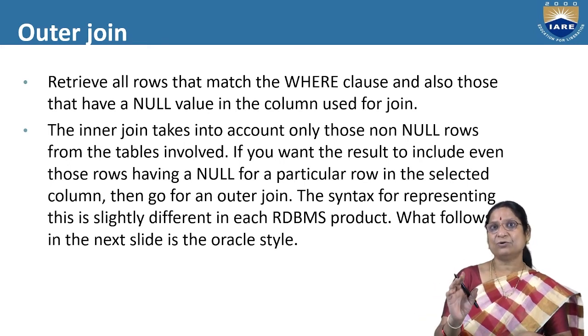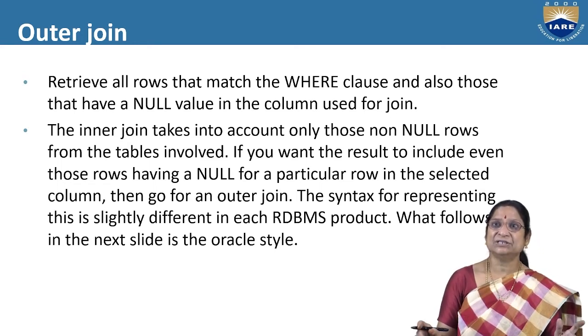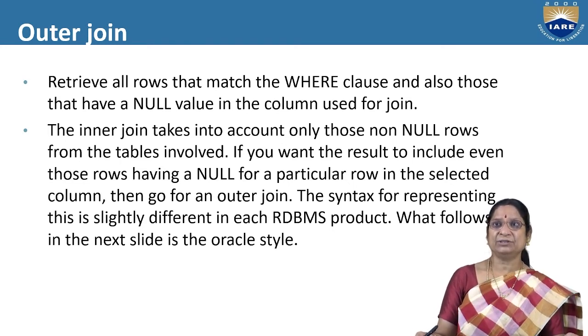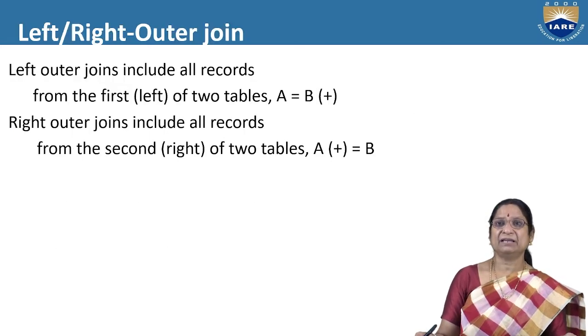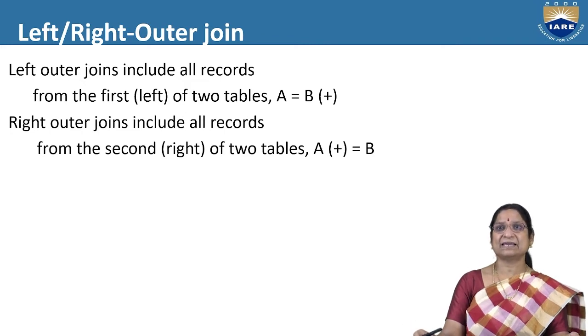So what is an outer join? Outer join retrieves all rows that satisfy the condition in the where clause, and also those that have a null value in the column used in the join operation. Inner join takes into account only those non-null rows from the tables involved, but outer join, depending upon the need, can be considered. So left outer join, that is, left side information has to be null. So the left side table will have the plus sign in the join condition.